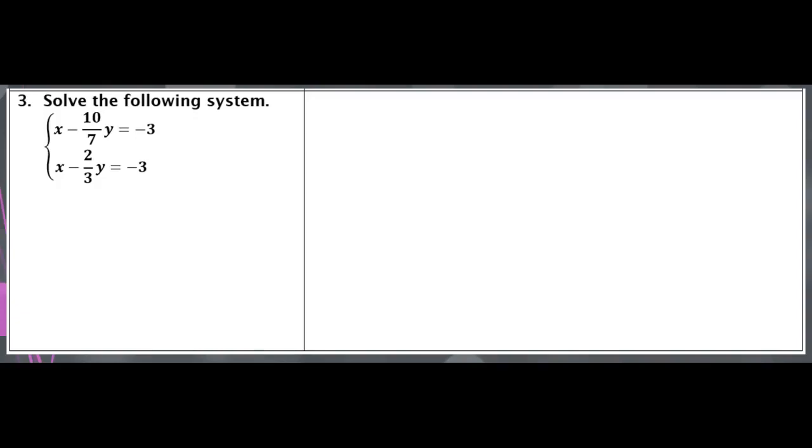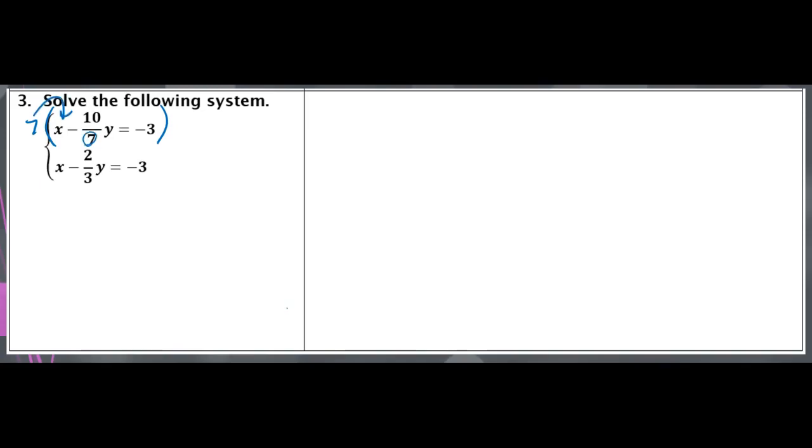Before we worry about whether we're going to solve the system using elimination or substitution, I think it will make things seem a little more manageable if we get rid of the fractions. The trick to getting rid of the fractions is to multiply the entire equation by the denominator. So I'm going to multiply the entire top equation by 7 because that matches the denominator here.